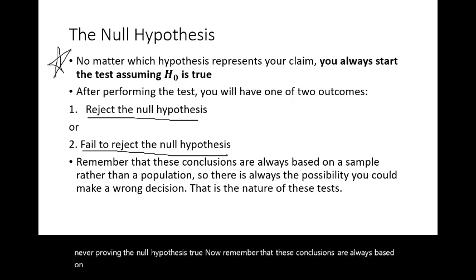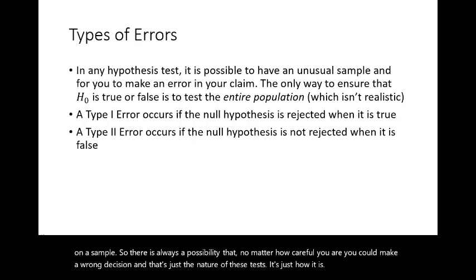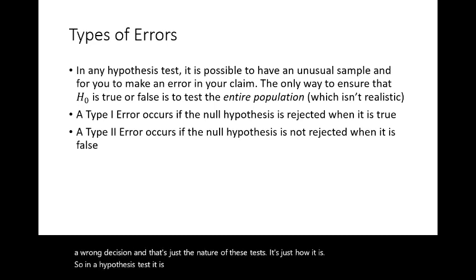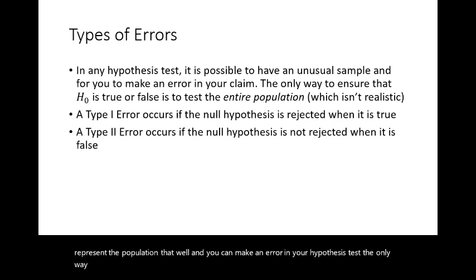Now remember that these conclusions are always based on a sample. So there is always a possibility that no matter how careful you are, you could make a wrong decision. And that's just the nature of these tests. So in a hypothesis test, it is always possible that you had an unusual sample that doesn't really represent the population that well, and you can make an error in your hypothesis test. The only way to ensure that H0 is either rejected or failed to reject properly is to test the entire population, which isn't really realistic.